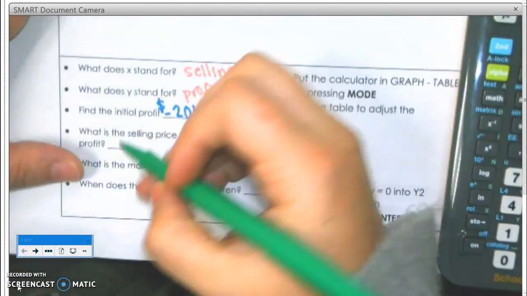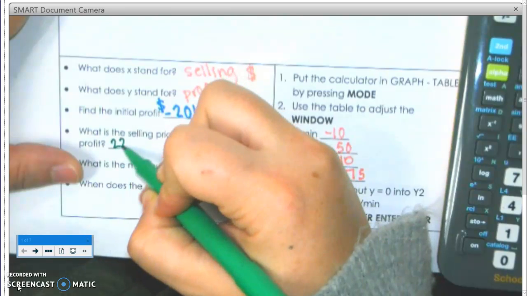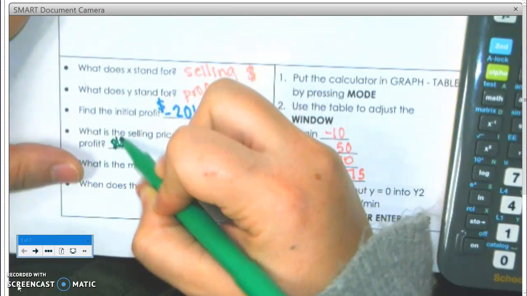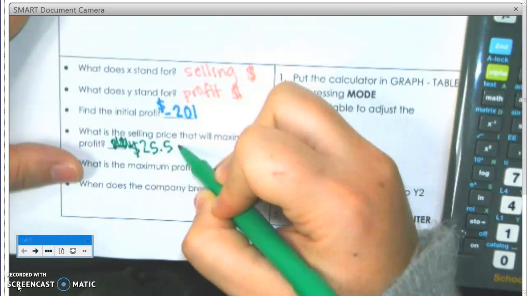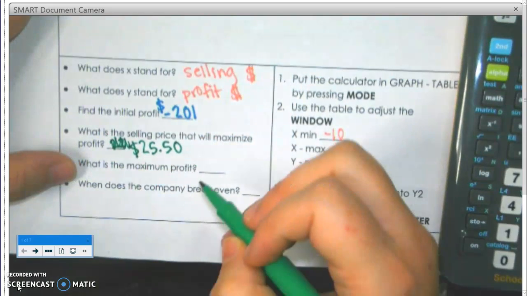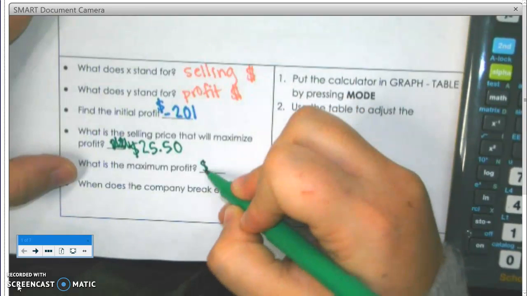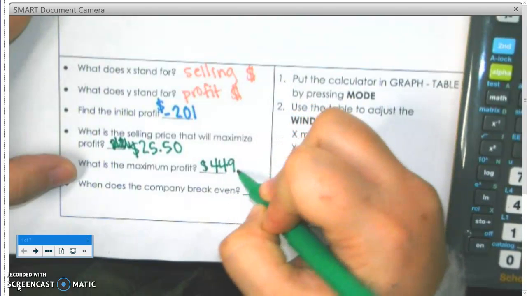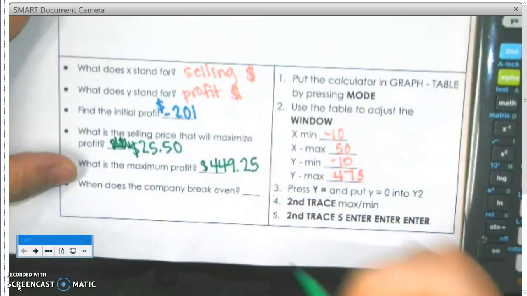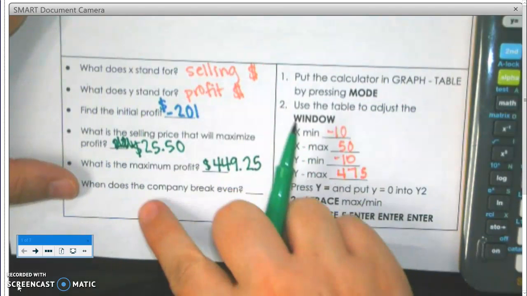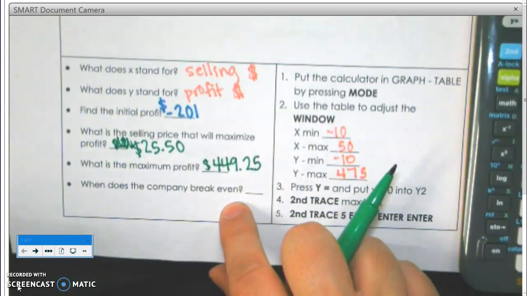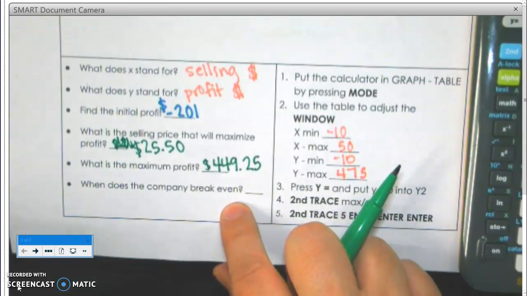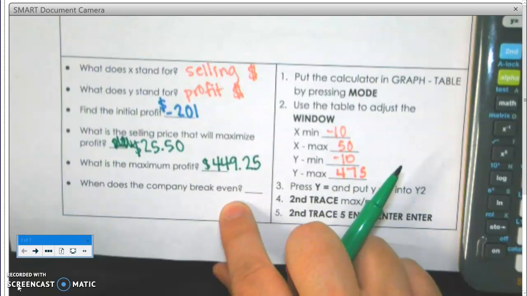So the selling price was the X, which is 25.5, and that would be $25.50. The maximum profit will be $449.25. Now this comes up in situations where you have a profit or like a company and you could lose money, but you could also make money.